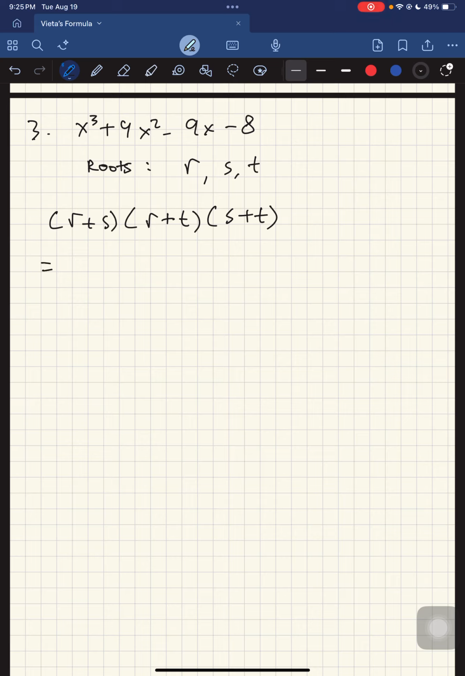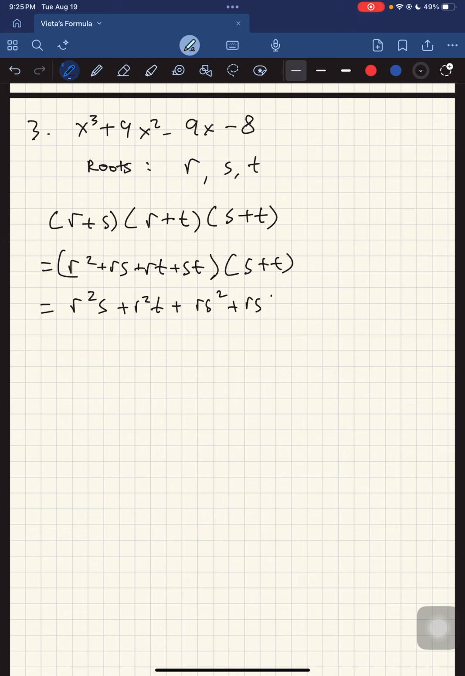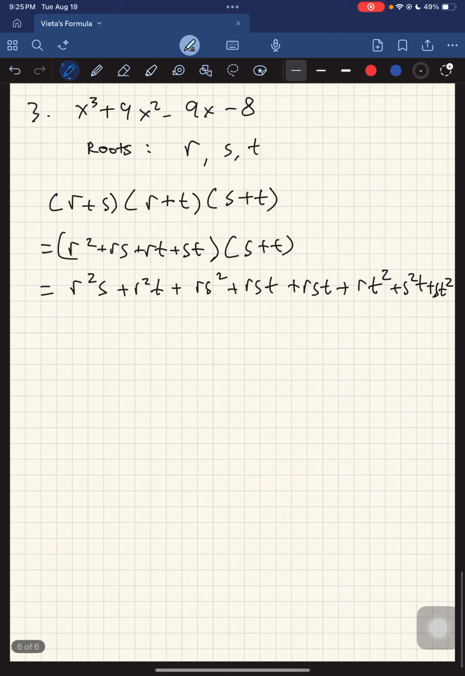So this is just going to be equal to r squared plus rs plus rt plus st times s plus t, which is going to be equal to r squared s plus r squared t plus rs squared plus rst plus rst plus rt squared plus s squared t plus st squared. And then we have to first group this differently. We can first notice here that there are two rst terms combined, so this is going to be equal to 2rst.